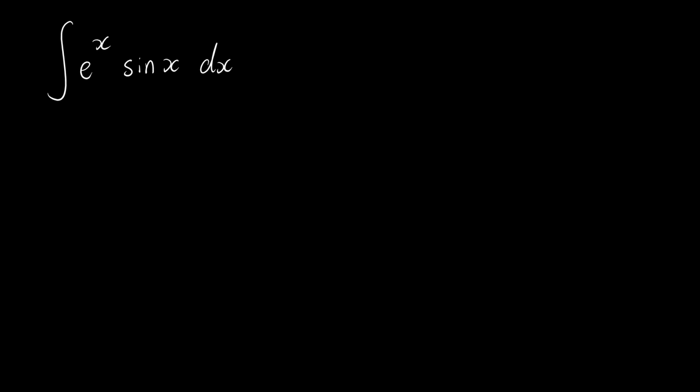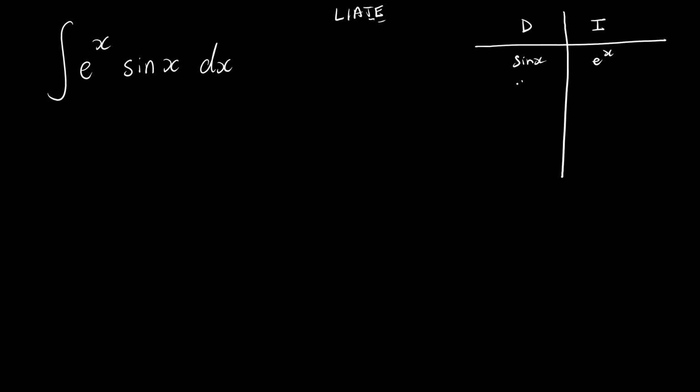Right. Now let's look at this example. We've got e to the x sine x. This is quite a complicated integral, so let's try the DI method. We have LIATE to get us started. We've got trig and exponential, so we'll differentiate sine x and integrate e to the x. Differentiate sine, you get cos; differentiate cos, you get minus sine; differentiate minus sine, you get minus cos; differentiate cos, you get sine x.